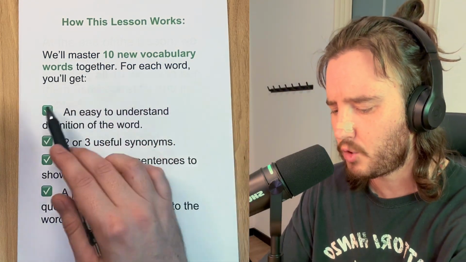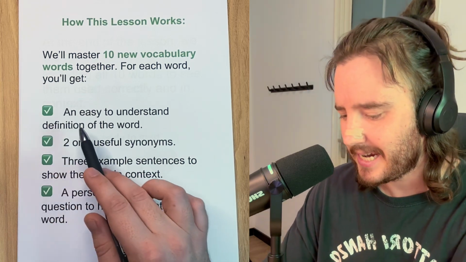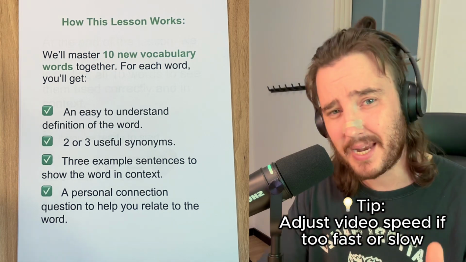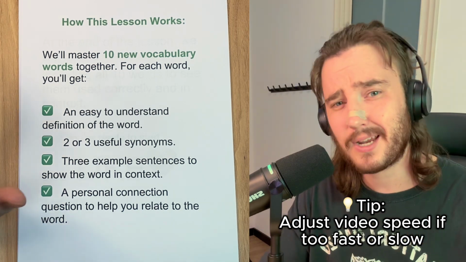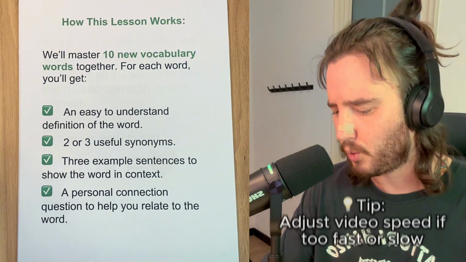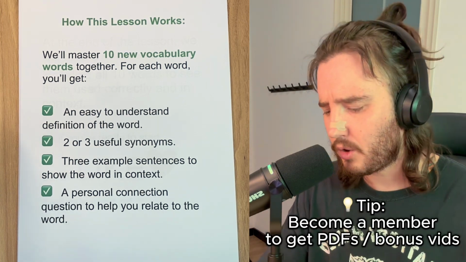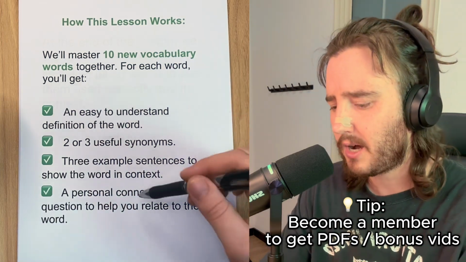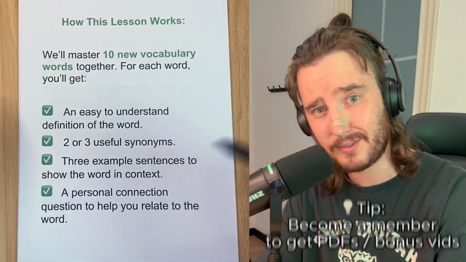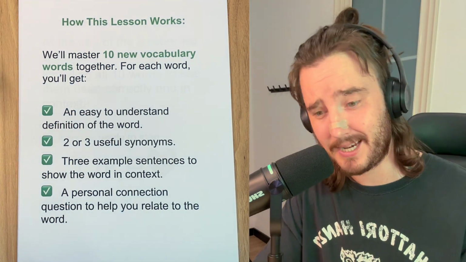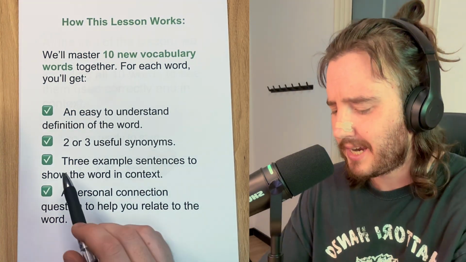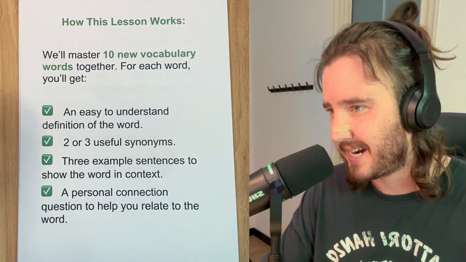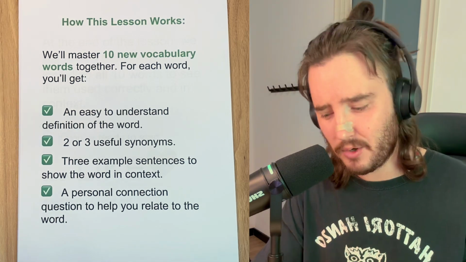For each word, you will get number 1, an easy to understand definition of the word using simple, basic language to make sure it's very clear to you what the word means. Then, we are going to take a look at 2 or 3 useful synonyms to draw connections between new words and words we might already know. Next, we will look at 3 example sentences to show the word in context and see how it's really used.